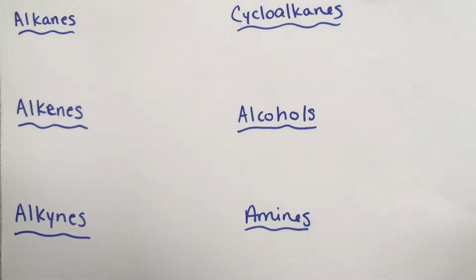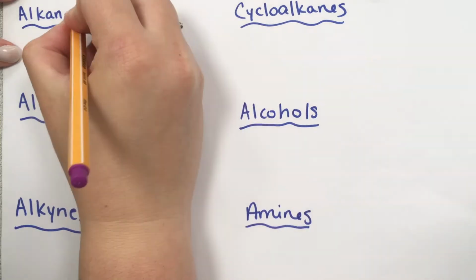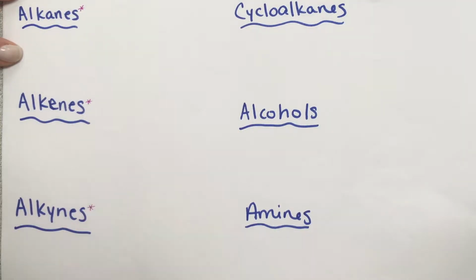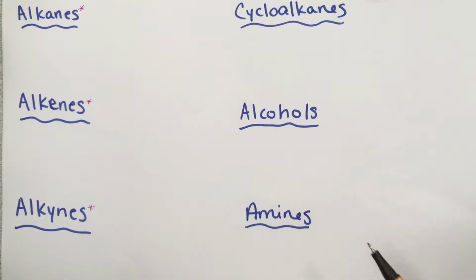So today I was going to go over what you need to be able to name on the test. On the quiz that's coming up next week, you will need to be able to name alkanes, alkenes, and alkynes only for the quiz. For the test, you'll have to be able to name all 6 of these. And then after these 6, we'll go over, what are they called?